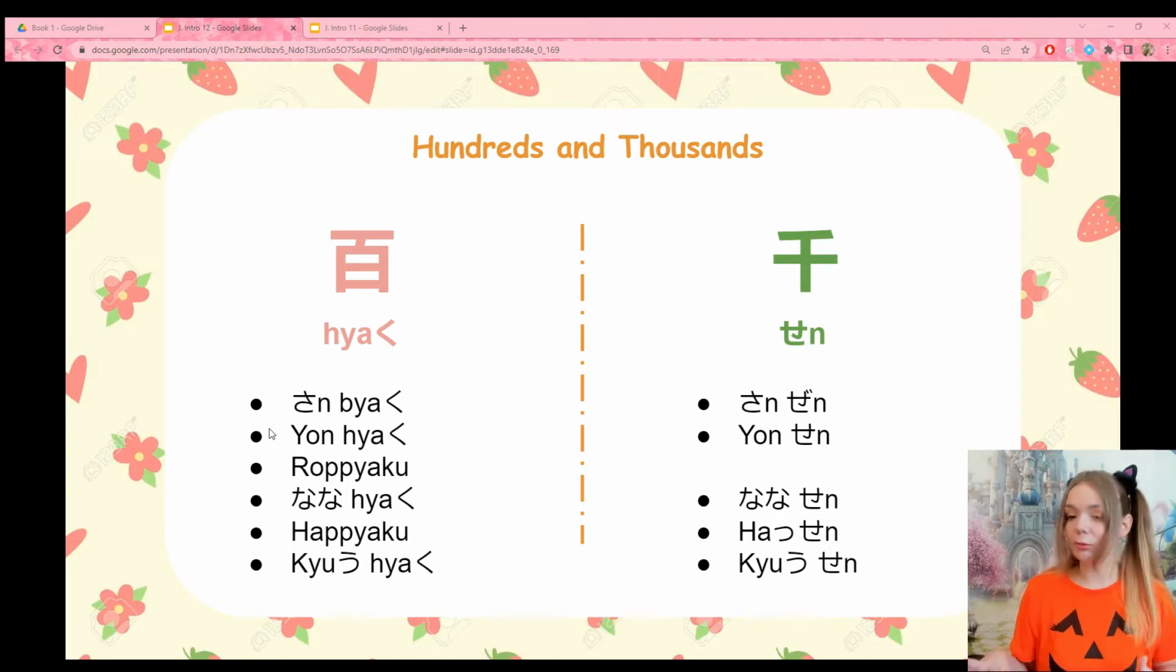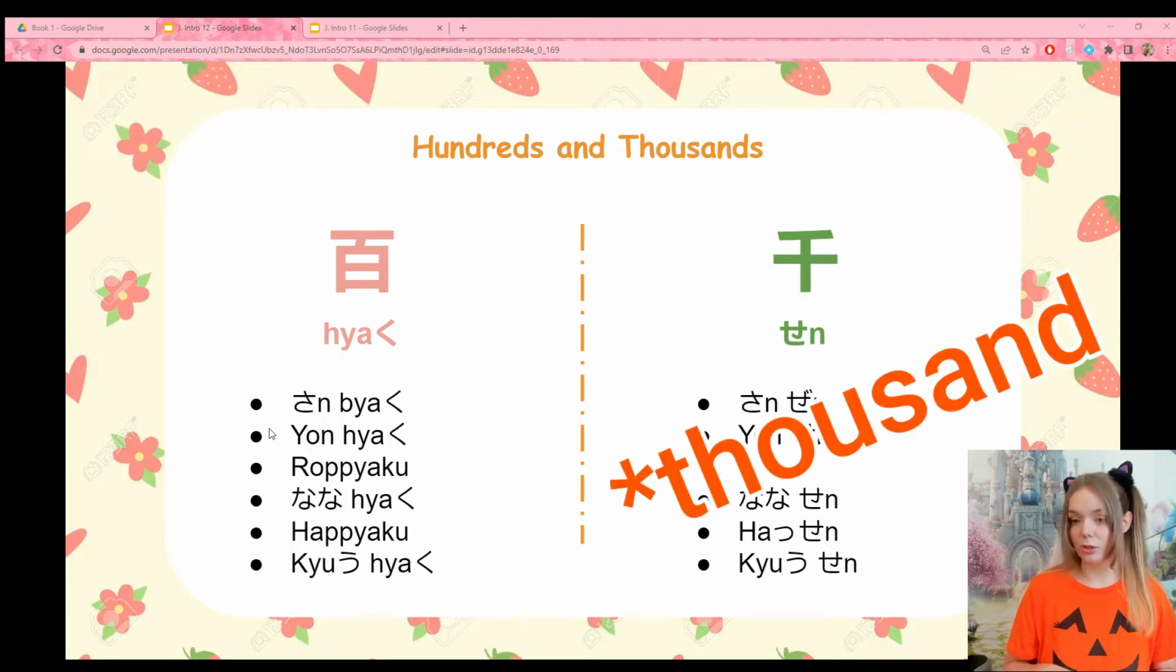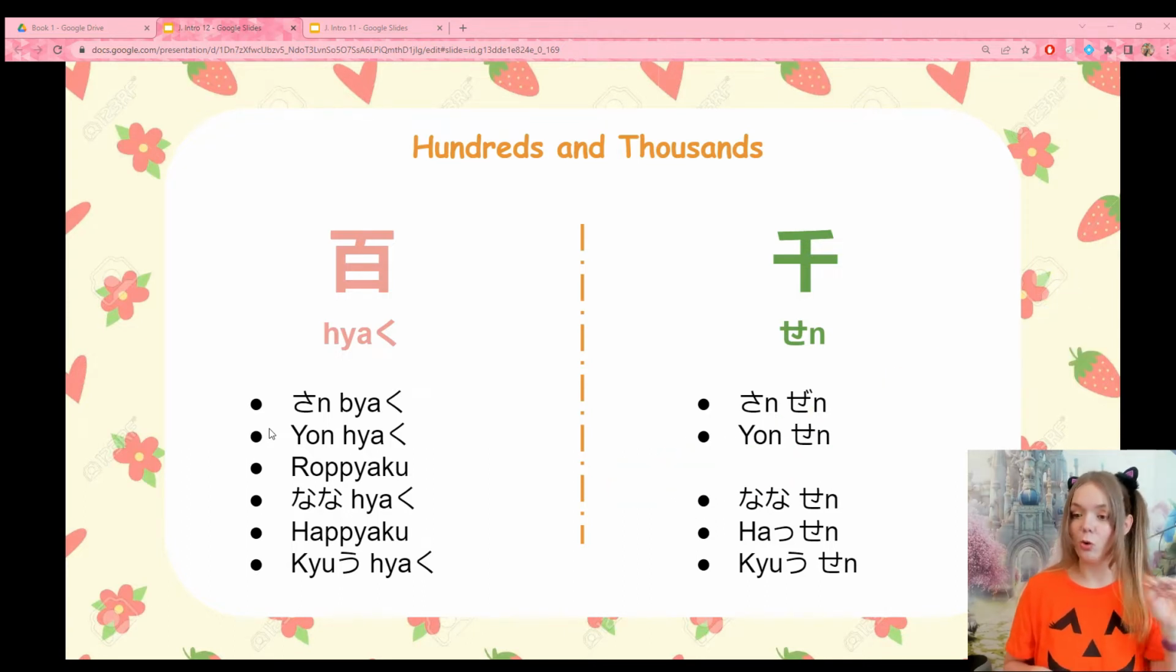Most of these are pretty much exactly the same, with 3,000 changing the S to have a dakuten. Sanzen. Once again, with 4,000, you cannot use shi. It must be yon-sen. This one does not have a rule for 600. I left a space there just so that you could see the one-on-one comparison a little bit better. Then we have nanasen, which is just like 700. And then we have hassen, hassen. This one still has the little tsu, but it does not change the S. The S is the same, right? So hassen, hassen. And also 9,000 would be kyusen, kyusen.